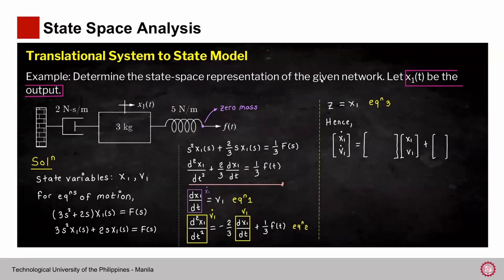Okay. Yeah, no? So, ang input natin dito is f, right? This is f. As we can see here, no? So, f of t. So, this is f. All right. So, we just put markers here so that we're not confused. So, this is x1 and v1.